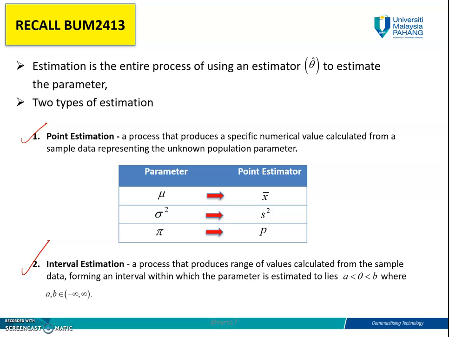But here in our class, you will prove how mu is estimated by x bar. I mean, how we estimate a parameter using x bar, how we estimate this one using s square, and so on. So point estimation is a process that produces a specific numerical value, calculated from sample data, representing the unknown population parameter. This is an example, and we have many others. And the interval estimation means you have two values.